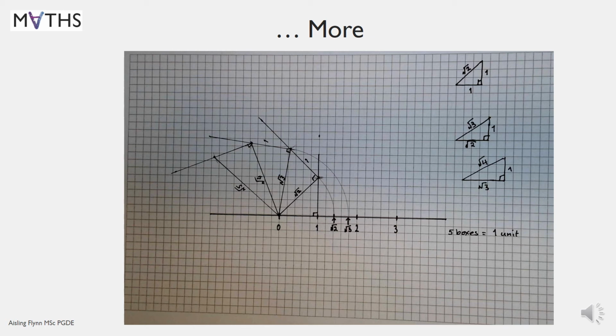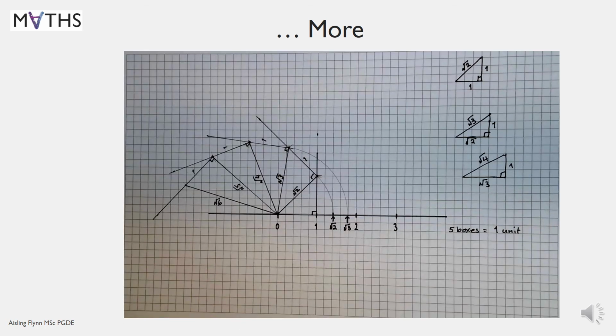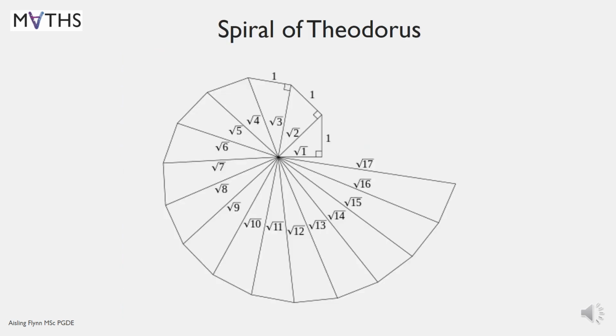Okay, and indeed 6, each of the sides of the right angle triangle being 1 the whole way around. And you can continue that process indefinitely. And what you'll end up with is something called the spiral of Theodorus. It's also called the Pythagorean spiral or Einstein spiral.